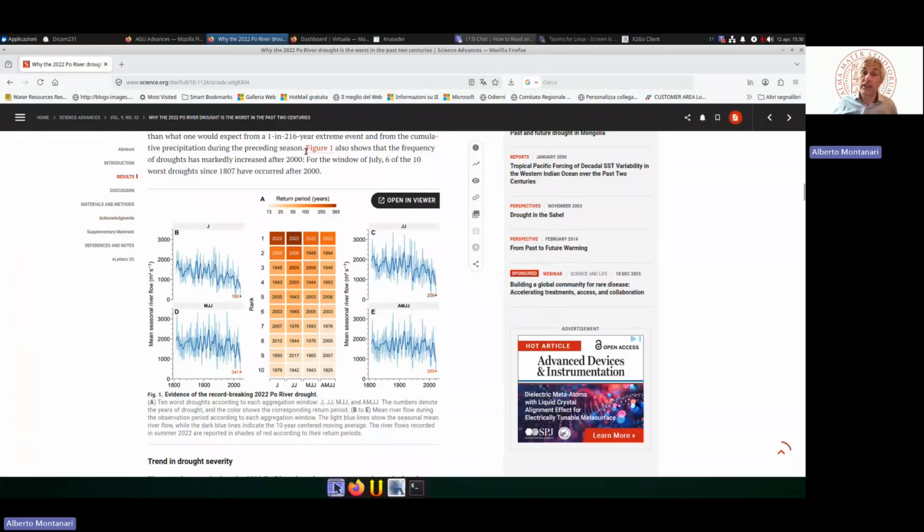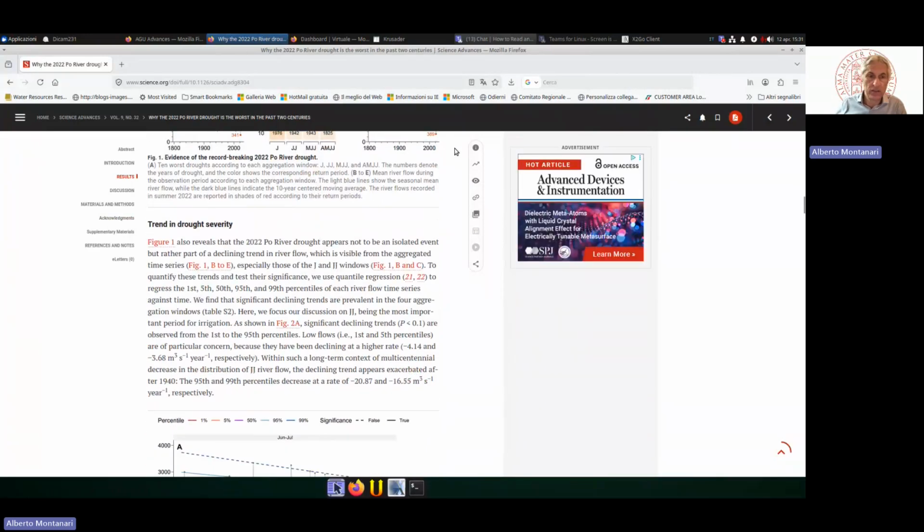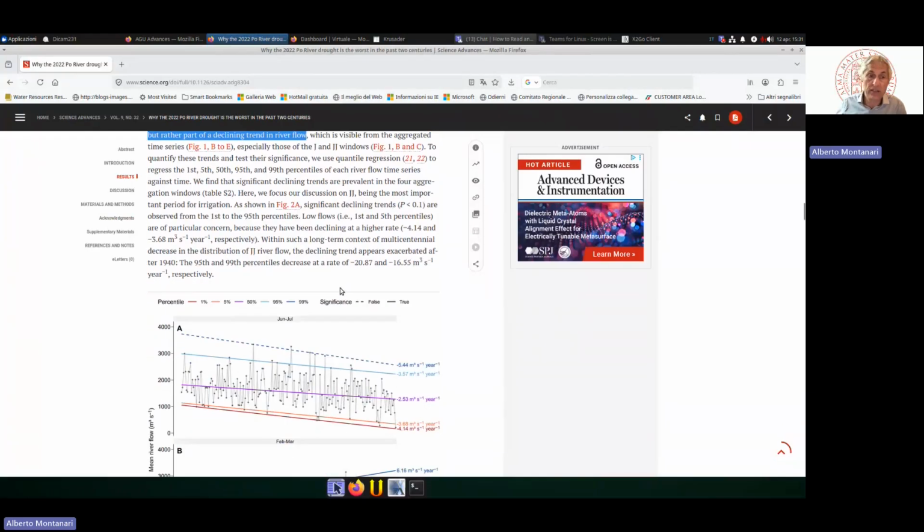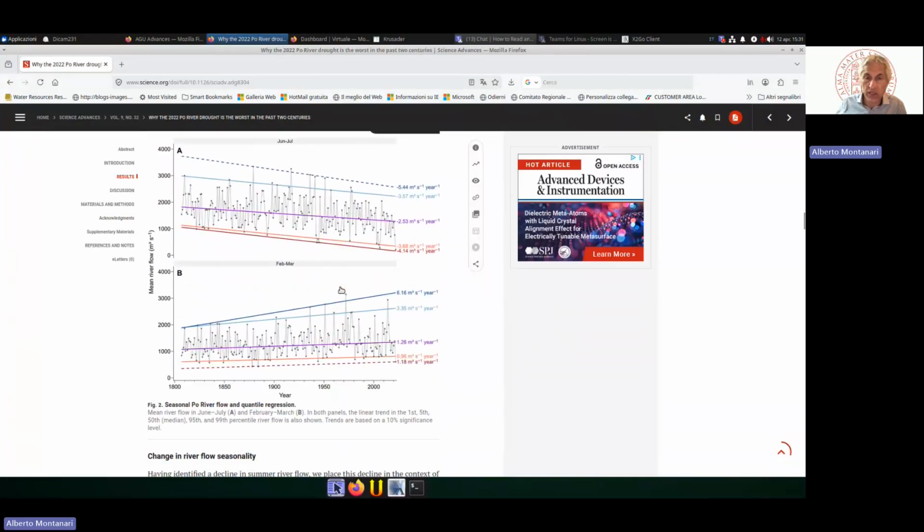So why is the trend more pronounced in the summer season with respect to the whole spring season? And then here there is an explanation of the trend in drought severity. This subsection refers to figure 1, you see, and says, let's read the first sentence, that the 2022 Po River drought appears not to be an isolated event, but rather part of a declining trend in river flow. And then there are other details.